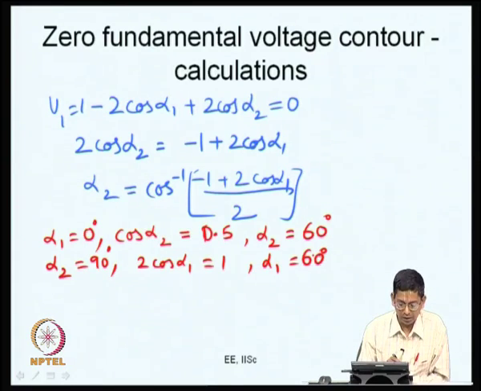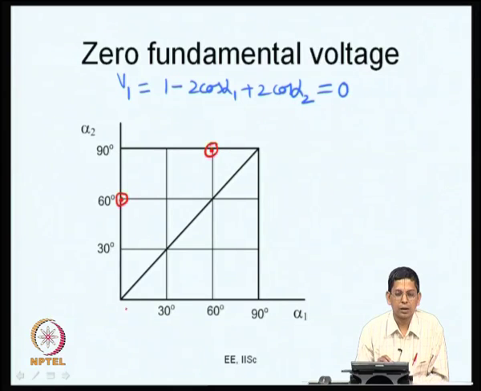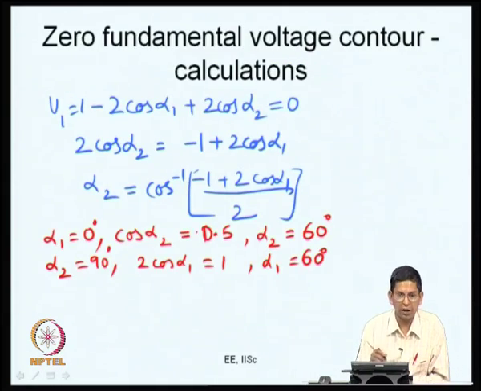So, let us go back and see this point here, this is alpha 1 is 60 and alpha 2 is 90. So, these are the 2 points at which V 1 is equal to 0. I should not say these are the 2 points, these are 2 of the several points at which V 1 is equal to 0. So, let us say there are many other points. If we go on substituting values of alpha 1 in between, you will get corresponding values of alpha 2 from here, that is what we can do here.